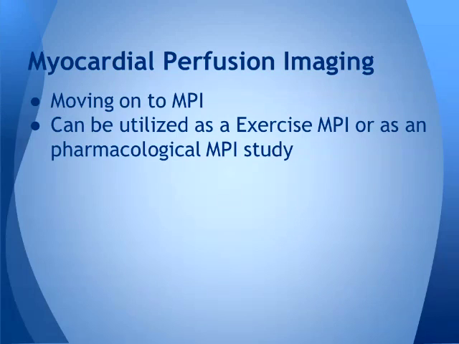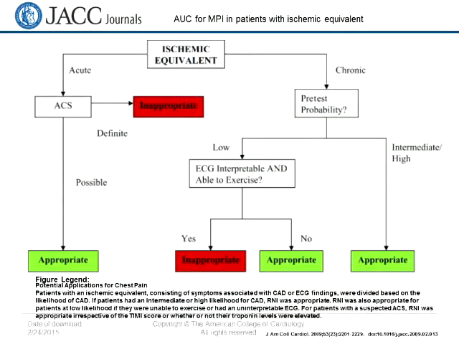So this is, I wish they had these for the stress echo because it would make it a lot easier to look at. But basically, this is for appropriate use criteria for patients with ischemic equivalent.